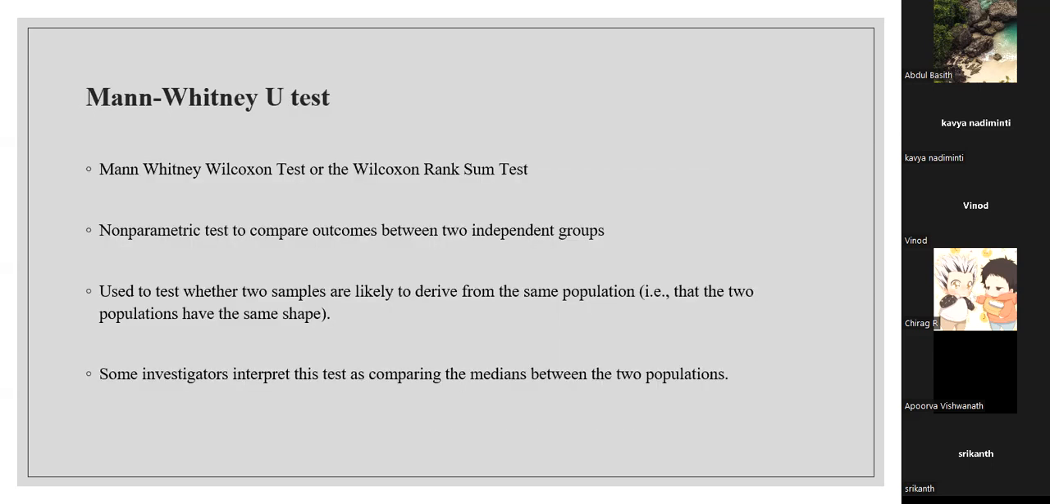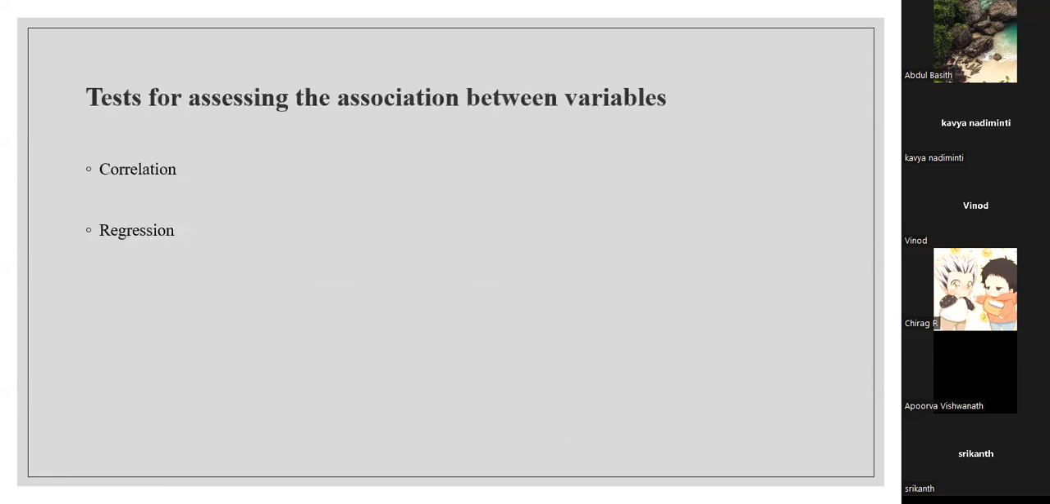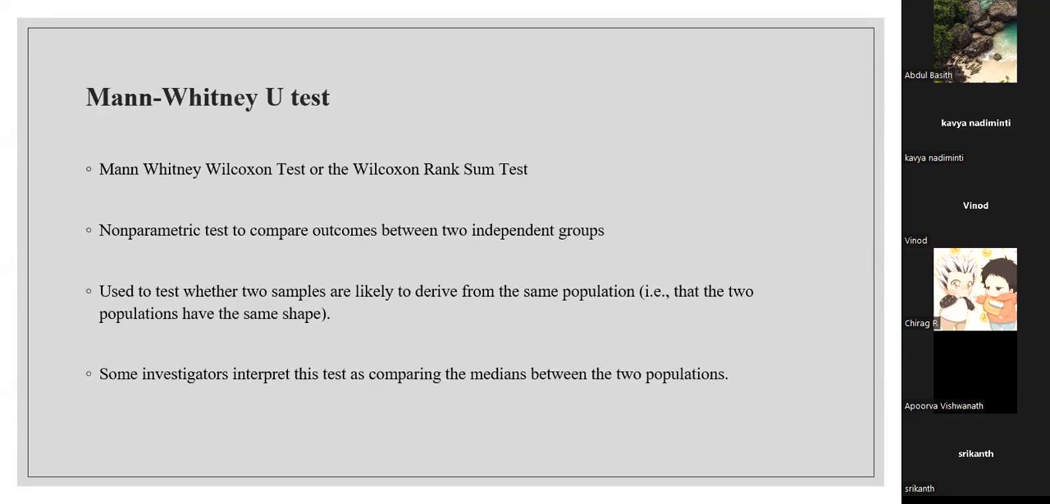And the Mann-Whitney U test is a non-parametric test to compare the outcomes between two independent groups. It is used to test whether two samples are likely to derive from the same population. Some investigators interpret this test as comparing the medians between the two populations. In summary, if there are two groups with a continuous variable, and the data is parametric, use the Student t-test. If it is non-parametric, use the Mann-Whitney U test. That is the bottom line.